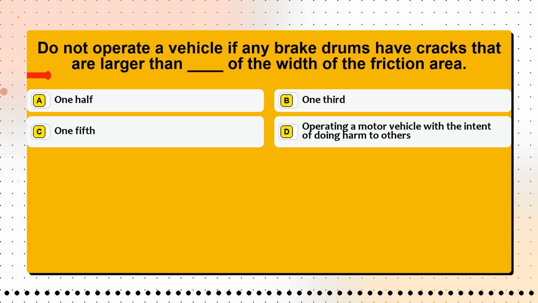Question 73. Do not operate a vehicle if any brake drums have cracks that are larger than blank of the width of the friction area. Here are the options. Option A, 1/2. Option B, 1/3. Option C, 1/5. Option D, operating a motor vehicle with the intent of doing harm to others.